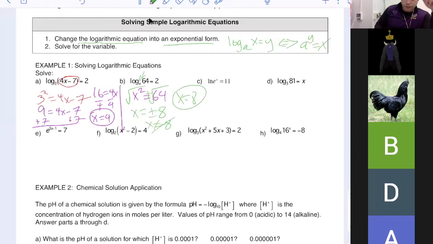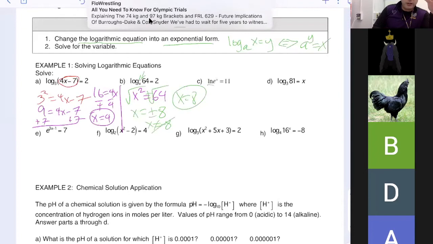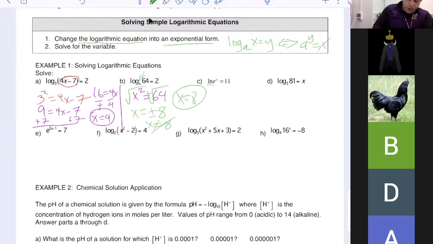Because this number has to be greater than 0. Okay, this one here, you guys are going to learn a trick next class to make this problem much easier. But for right now, the only trick we know is rewriting it in exponential form. So the base is e, remember, so this is e to the 11th equals e to the x, or x is equal to 11.